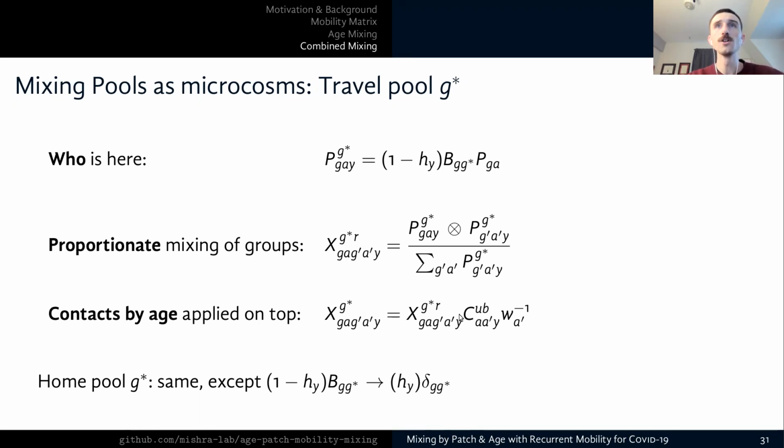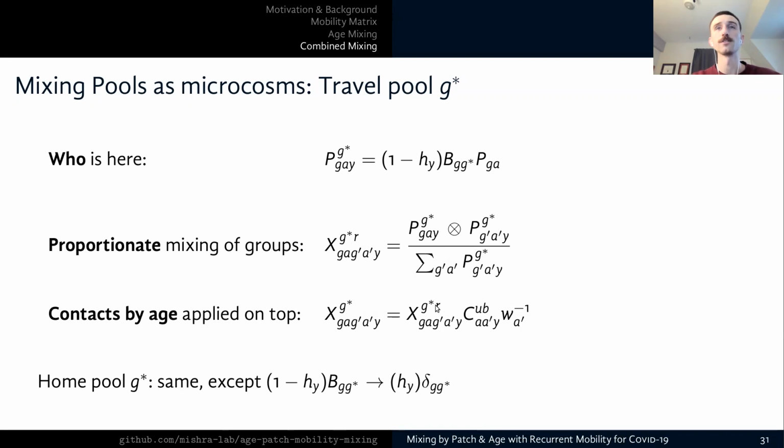And so to undo that effect, the last piece we need is this unweighting term W. In the code, it's implemented a bit differently, but essentially this undoes that double weighting due to the sizes of the various age groups. And so this is how we obtain how many contacts we expect to form between people from patch G and age group A with patch G prime and age group A prime.